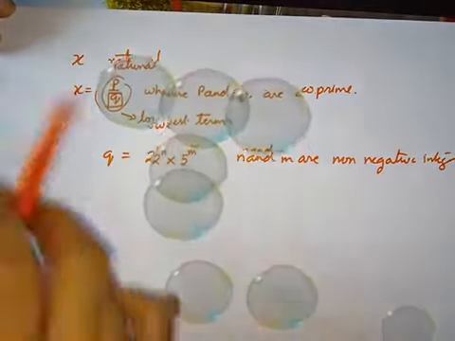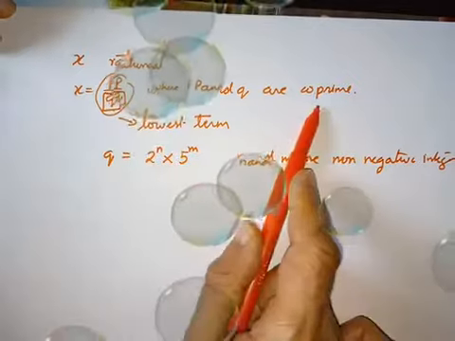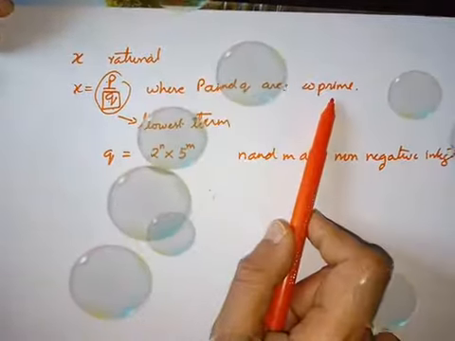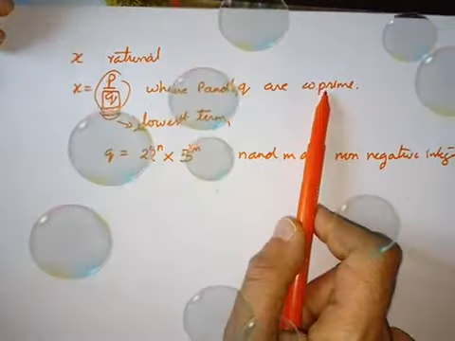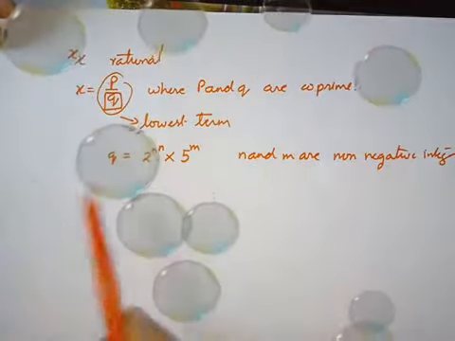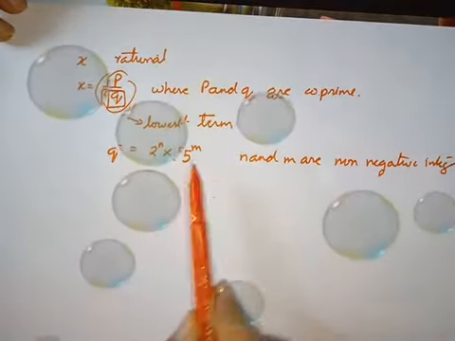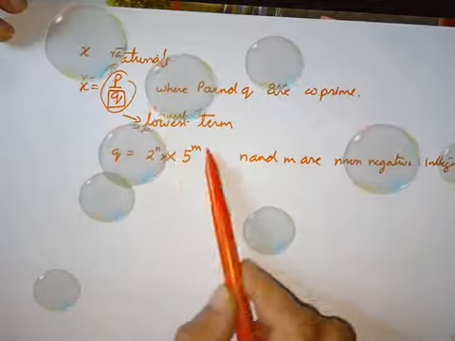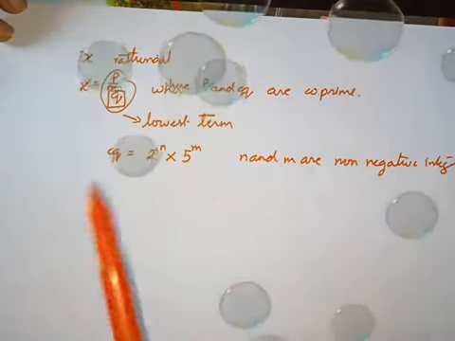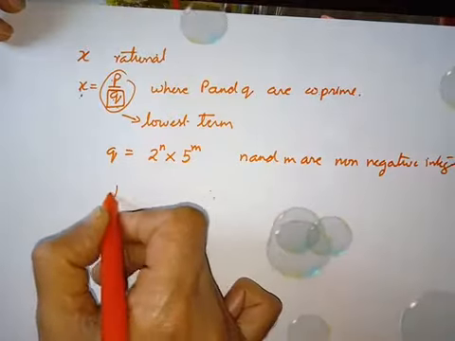So I am repeating it. Let x be a rational number. First we have to change it into its lowest term, that is, we have to make p and q co-prime. After that we have to check the prime factorization of q. If the prime factorization of q has only 2 and 5 as its factors, with whatever powers m and n, where m and n are non-negative integers, then this rational number will have a terminating decimal representation.